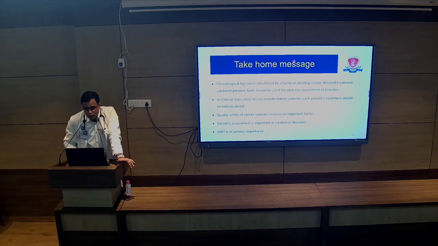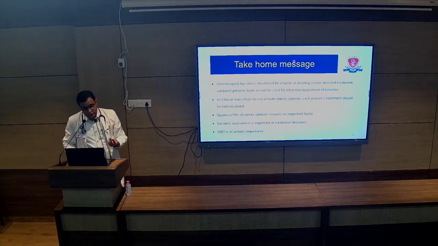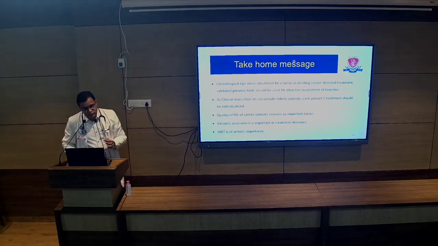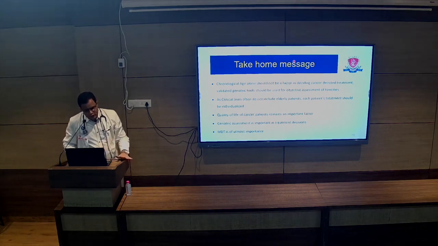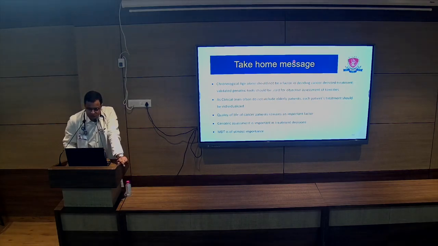So, age should not be considered as the single factor. Geriatric assessment is very important, and with this less toxic treatment, we can cure the patient, and quality of life is very important for these patients. And with newer treatment options, we can maintain the quality of life for these patients. As we have seen in this patient, she is disease free and her quality of life is very good.